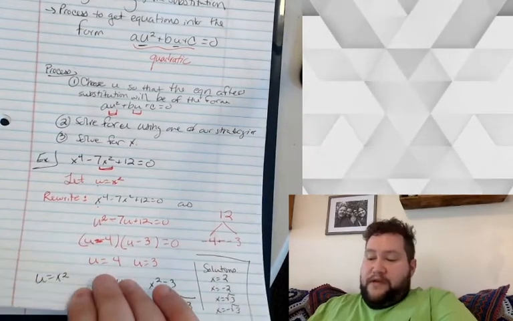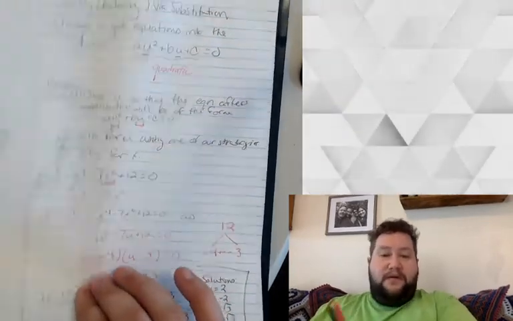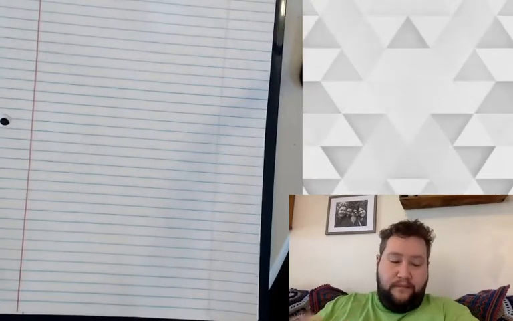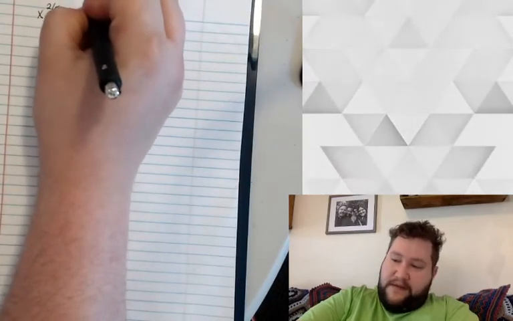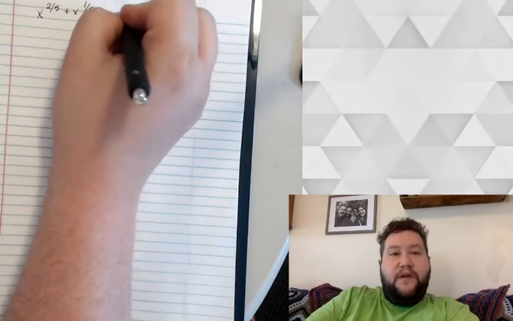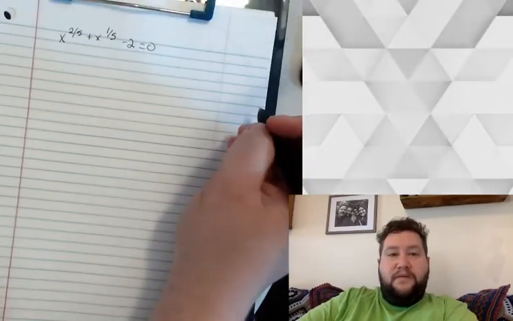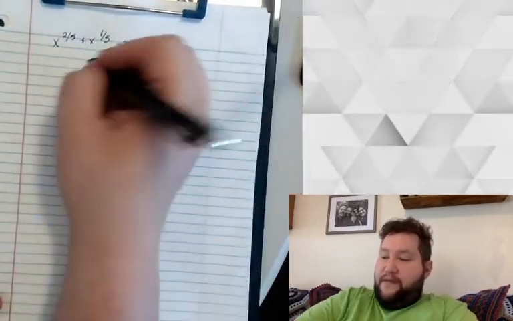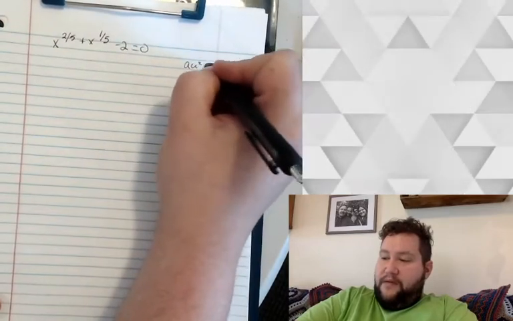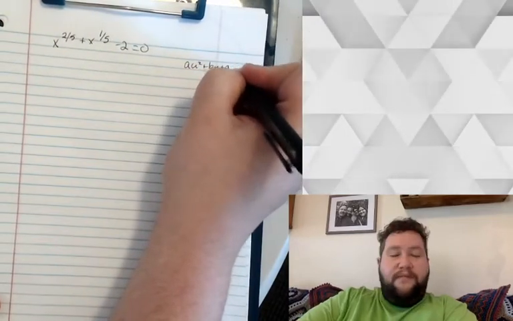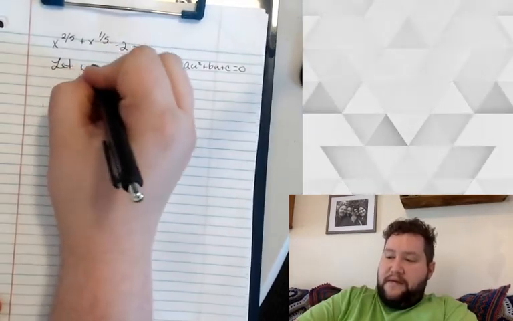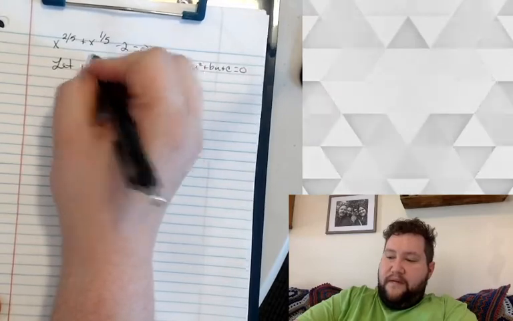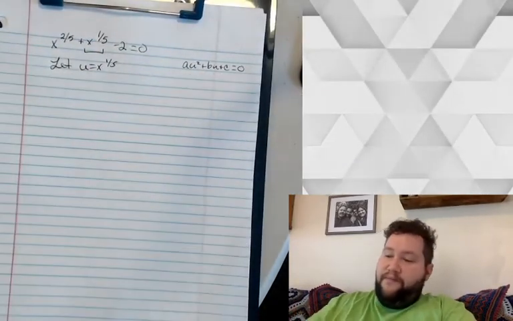I'll give you just 2 more examples, and that will conclude today's video. We have x to the 2/5 plus x to the 1/5 minus 2 equals 0. Remember, we need to pick our u so that we get something of the form au squared plus bu plus c equals 0. So here we let u equal x to the 1/5 because we want that term to be u.